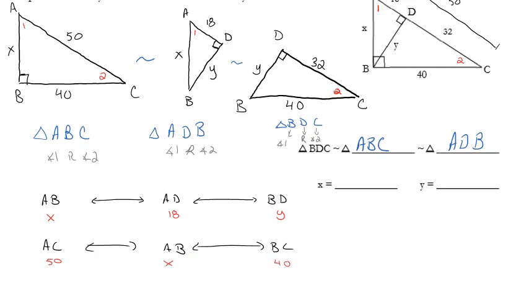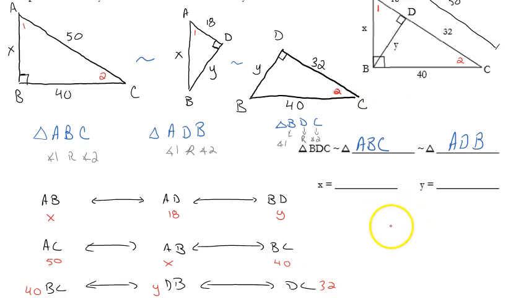And then lastly, we did AB, we did AC, now I have to do BC, which corresponds, second and third, to segment DB, which corresponds to segment DC. And again, coming up with my sides, BC is 40. I'm just going to write it to the side. DB, D to B, is Y, and DC, D to C, is 32.